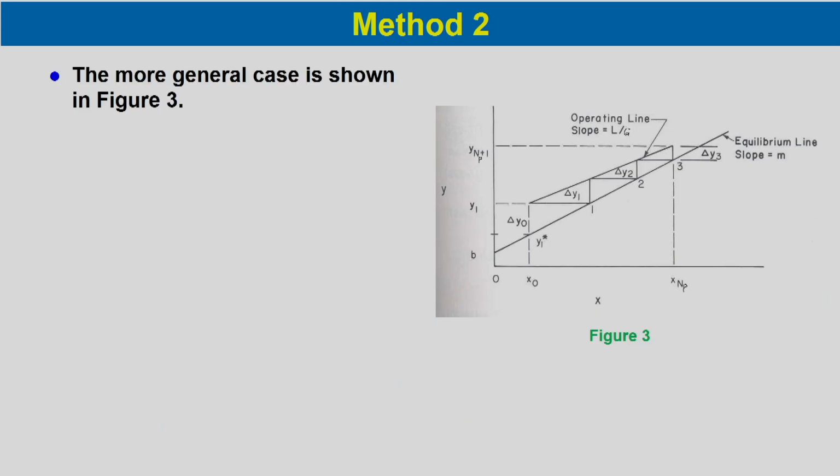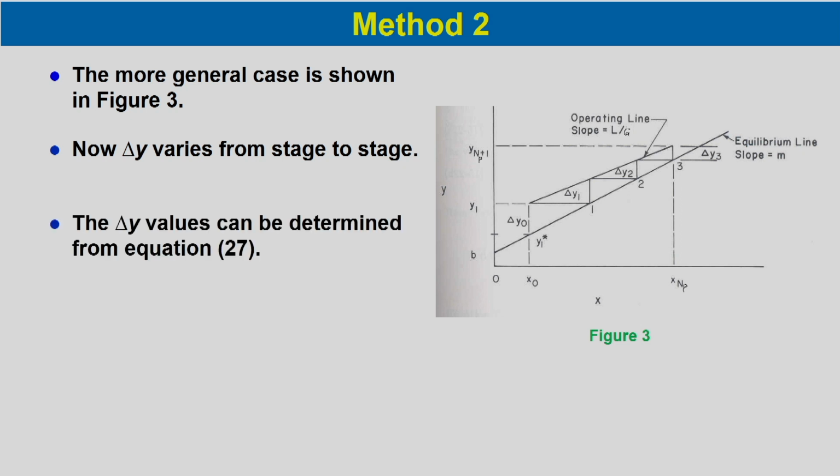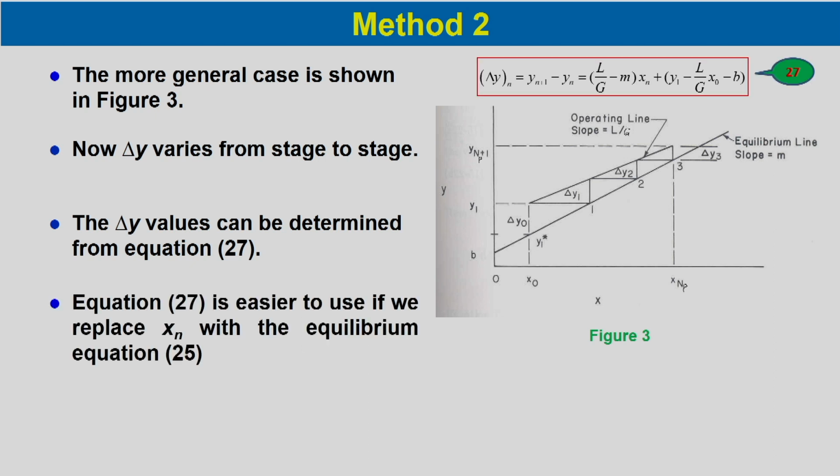Now, let us consider the more general case where delta y, the driving force, is not constant throughout. It is varying, but the equilibrium curve and the operating line are straight lines. So, delta y varies from stage to stage. The delta y values can be determined from equation 27, which is easier to use, and from there we can calculate the stage to stage change of concentration.